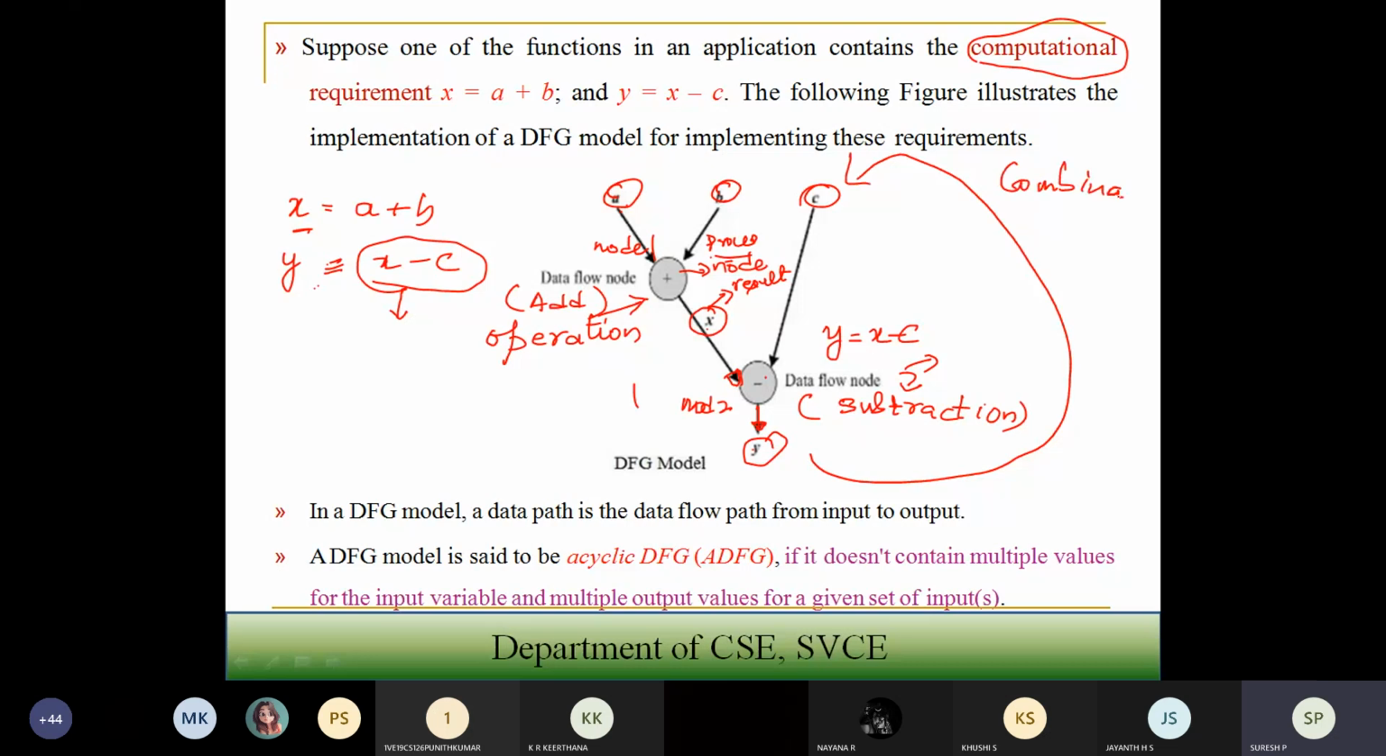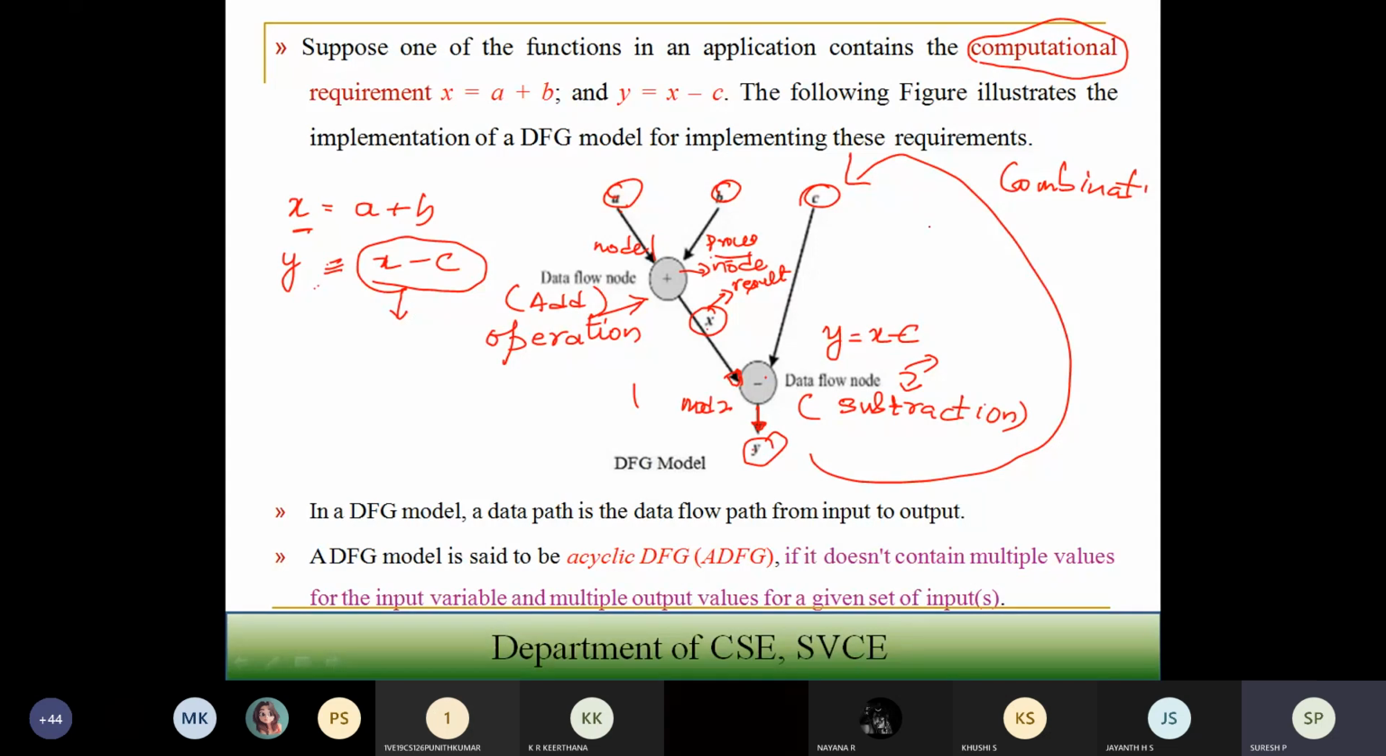Okay, so in your combinational circuit, you are not going to have the cycle, right? Because if we talk about the combinational circuit, what will happen? The output will be fed as one of the inputs to generate the next output. So here we are not giving any of the output to the input. That's why it is called acyclic, that is, a DAG. It does not contain multiple values for the input variable and multiple output values from the given set of inputs. Okay, so that is what this particular type of model is going to have.